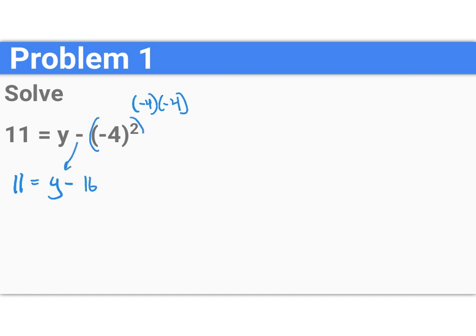And we only worry about this right here. So we see that we're subtracting 16 from the variable. So the opposite is to add 16. Those cancel out. What you do to one side, you have to do to the other. And then y becomes 27.